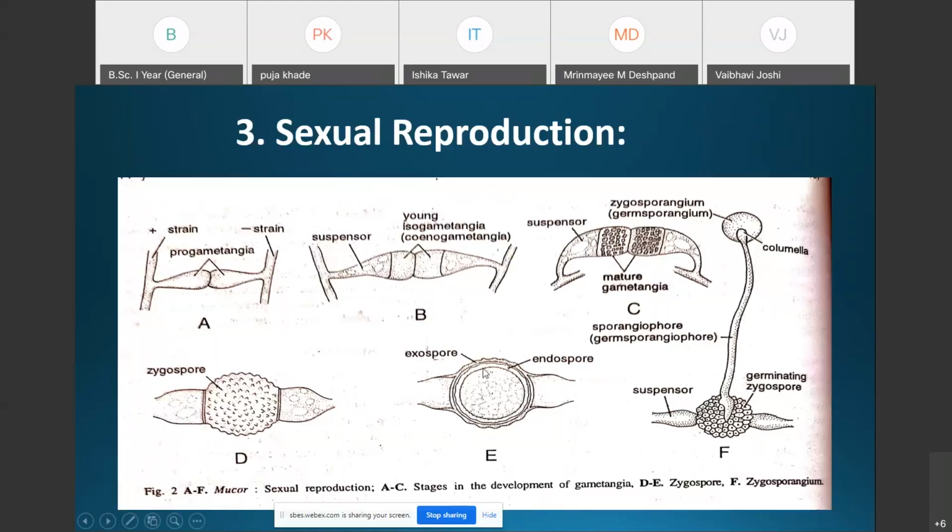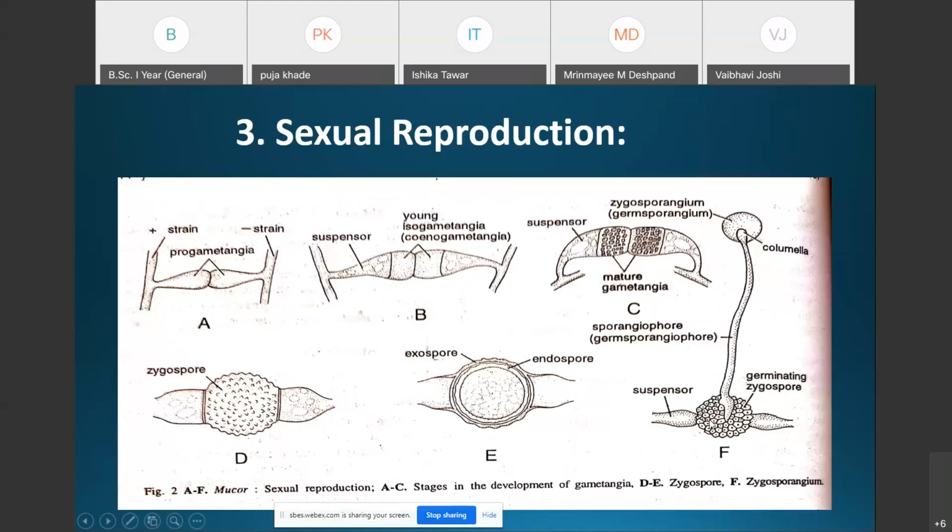Okay, what happens at the time of germination is that the exospore gets ruptured, and the endospore develops into a long, thin, tube-like structure. It is called the sporangiophore.